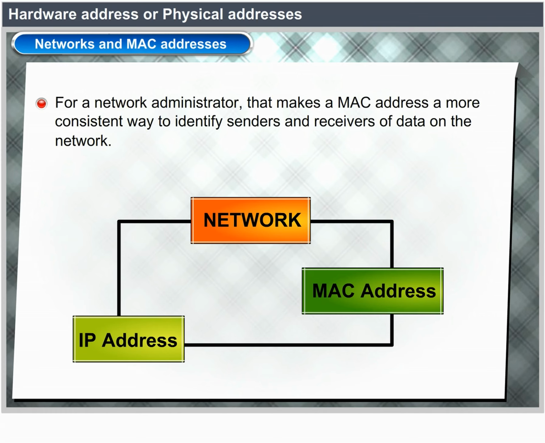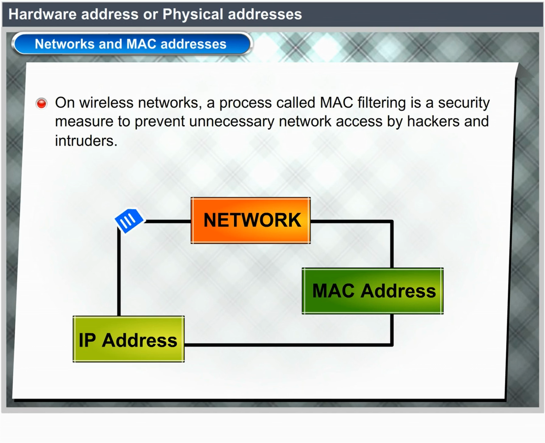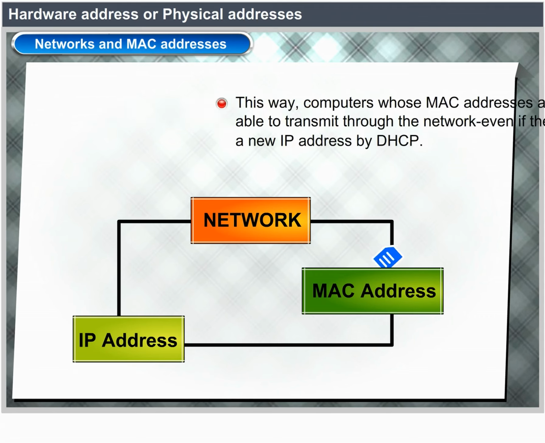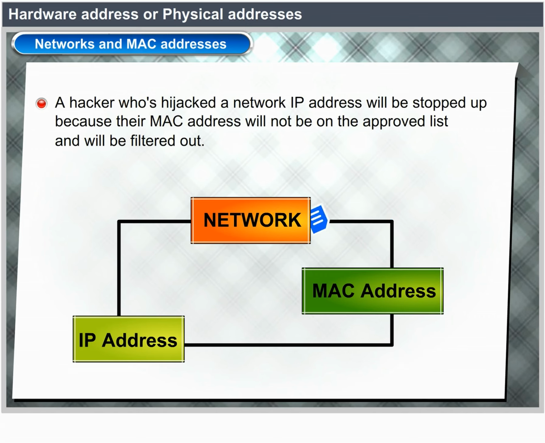On wireless networks, a process called MAC filtering is a security measure to prevent unwanted network access by hackers and intruders. In MAC address filtering, the router is configured to accept traffic only from specific MAC addresses. This way, computers whose MAC addresses are approved will be able to communicate through the network, even if they were given a new IP address by DHCP. A hacker who's hijacked a network IP address will be blocked because their MAC address will not be on the approved list and will be filtered out.